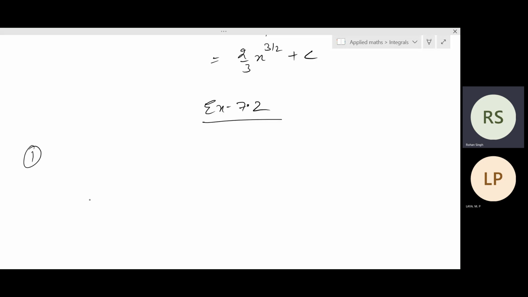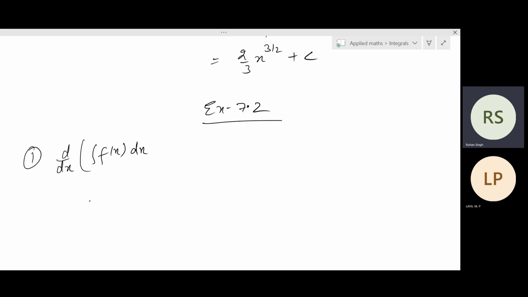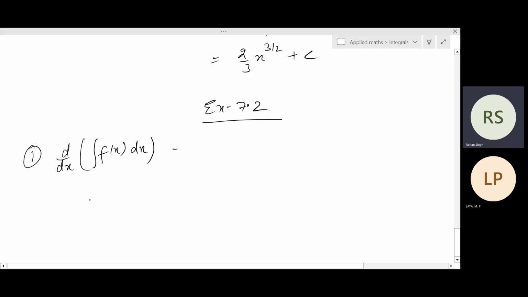The first one is, if you are differentiating the integral function, this is what you're doing. You are differentiating the integral function. Because these are inverses of each other, you will get f(x) as it is. You do not need to change anything. So you can say differentiation and integration cancel each other because they are inverses of each other.